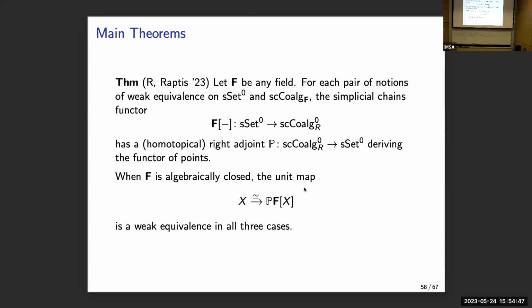In other words, in the three contexts we have discussed, the functor of chains from simplicial sets to simplicial cocommutative coalgebras is homotopically full and faithful in the three contexts. The deepest context, which was these Cobar quasi-isomorphisms, is the one where you do all the work, and then you have this Bousfield localization machinery that you can use to Bousfield localize to get the other two weaker homotopy theories.